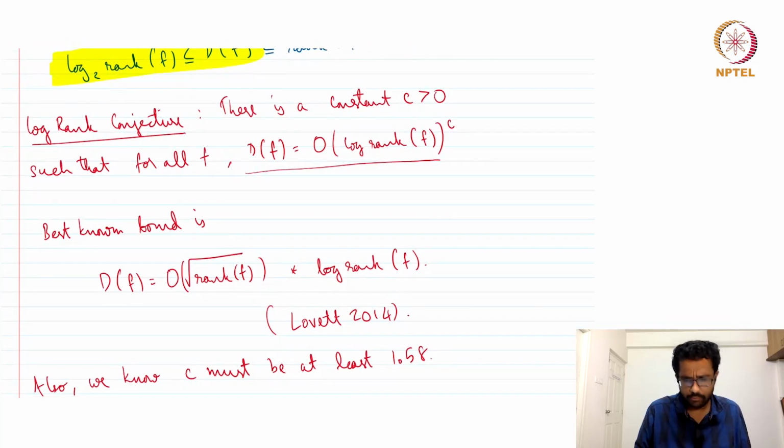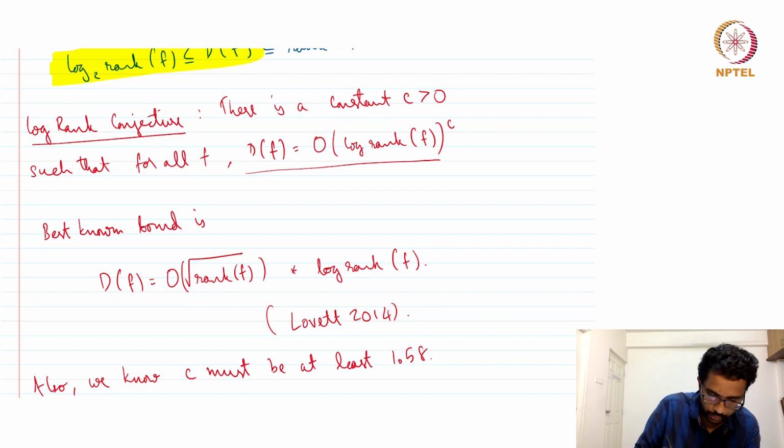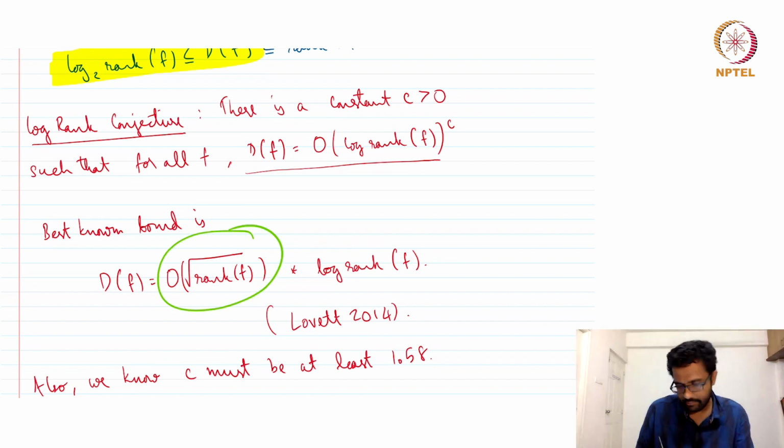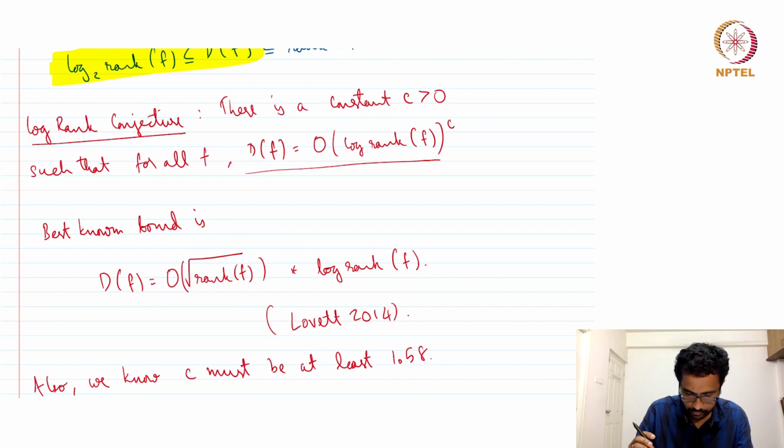The best known bound is something like this, by Lovett. The deterministic communication complexity is order square root of the rank of f multiplied by the log rank of f. This makes it still exponential in the log rank of f. So it's still not known.